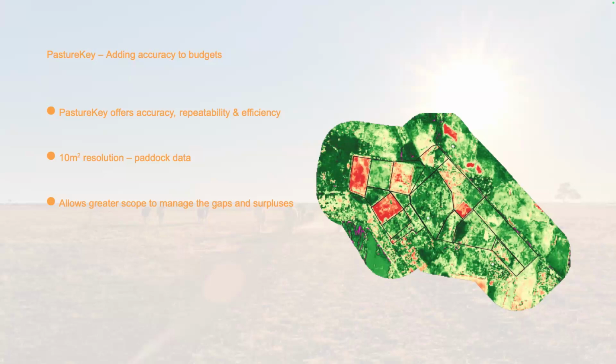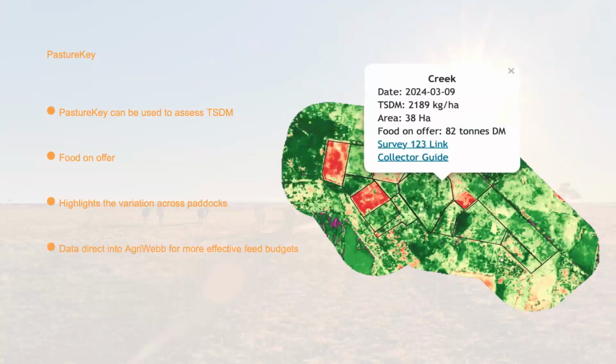The pasture key service offers not only the total standing dry matter that you see there, it offers every paddock the total standing dry matter average, the area. It calculates the food on offer based on the grazable area and that area that has less than 20% tree cover. So when you have a lot of trees, the satellites can't see through the trees, and so feed under the trees, we know it's there, but we can't predict with great accuracy how much is there. So that can be an issue in terms of getting an effective food on offer calculation for you.